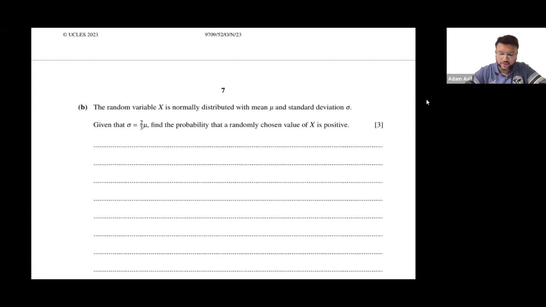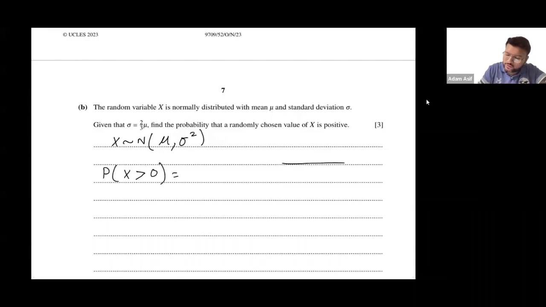Okay. Now part B says that the random variable x is normally distributed with mean mu and the standard deviation sigma. Mean is mu and the standard deviation is sigma. Given that sigma is 2/3 of mu, find the probability that a randomly chosen value of x is positive. We want probability of x to be positive, meaning x must be greater than 0.